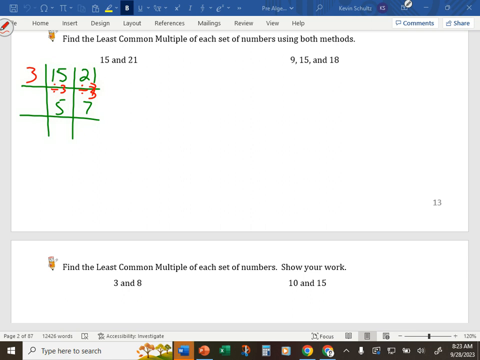We have to take the L. Are there any other common factors between 5 and 7? No. So what do we do? Take the L. We take the L. Okay?